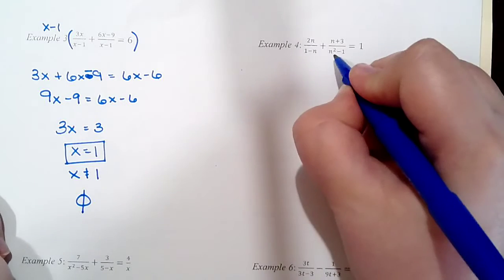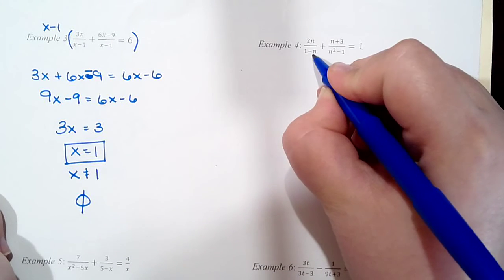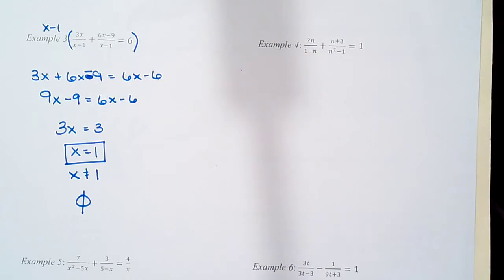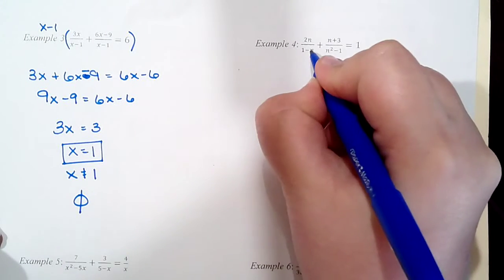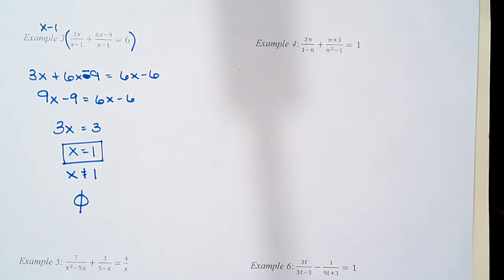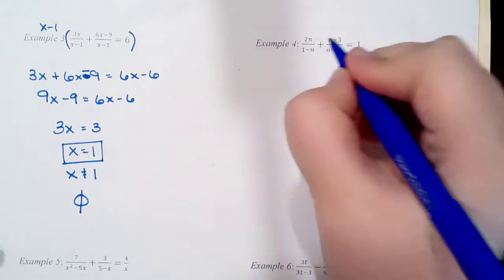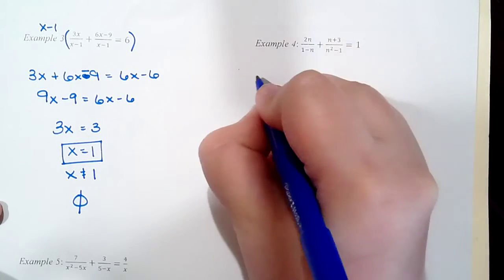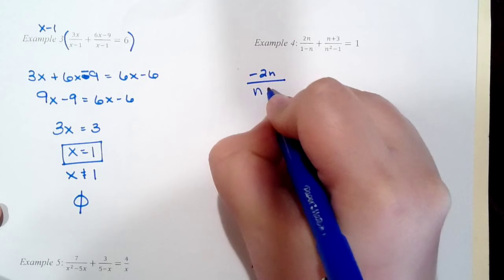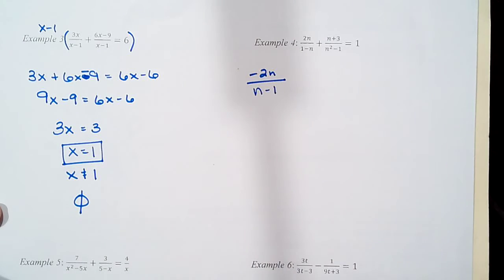Next one, I've got negative n over 1 minus n here, and n squared minus 1 here. I'm going to make this problem a little bit easier on myself right away by rewriting it. We talked in a previous video about rewriting this: by moving the negative up to the top and making it negative 2n over n minus 1. Why does that help me?